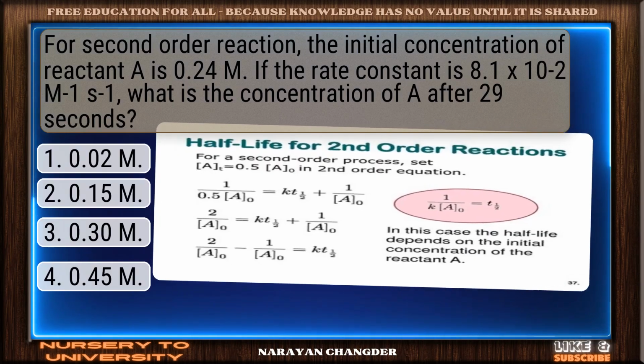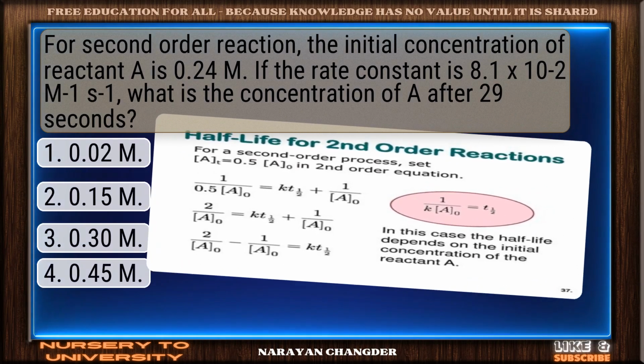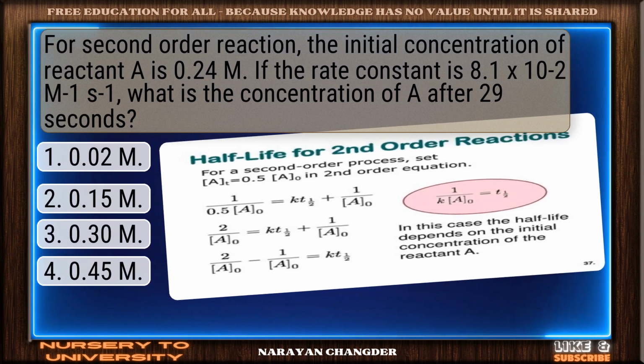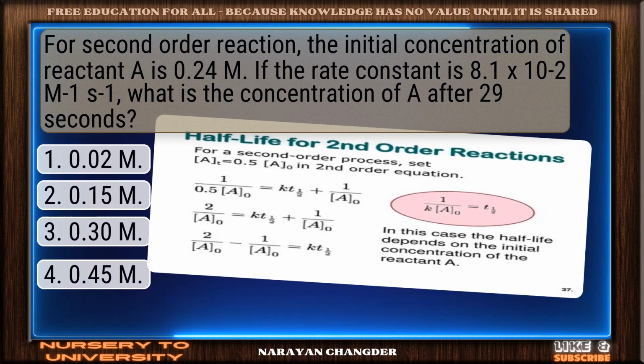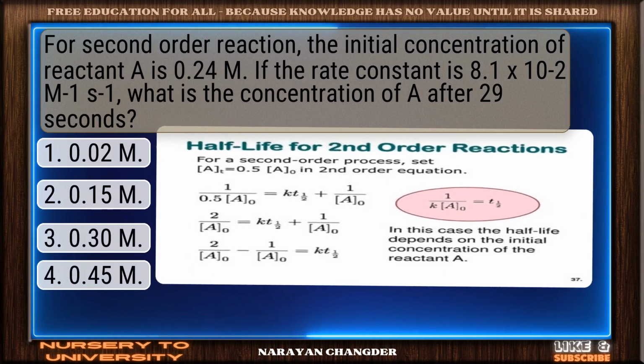For a second-order reaction, the initial concentration of reactant A is 0.24 M. If the rate constant is 8.1 × 10^-1, what is the concentration of A after 29 seconds? Option 1, 0.02 M. Option 2, 0.5 M. Option 3, 0.30 M. Option 4, 0.45 M.